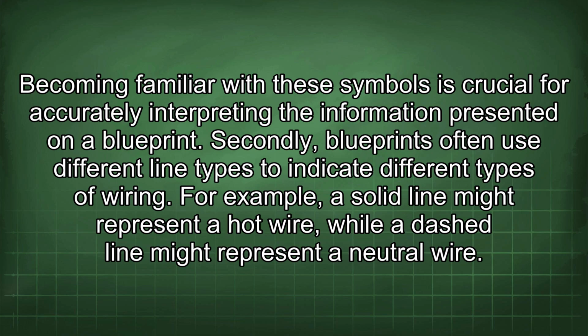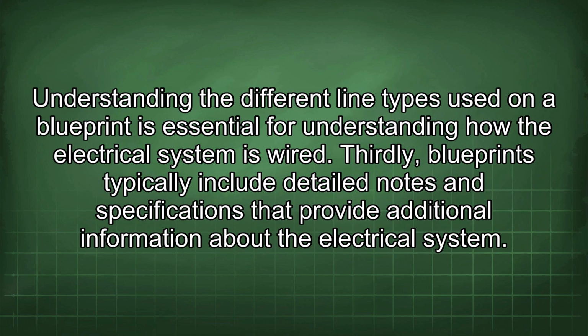Secondly, blueprints often use different line types to indicate different types of wiring. For example, a solid line might represent a hot wire, while a dashed line might represent a neutral wire. Understanding the different line types used on a blueprint is essential for understanding how the electrical system is wired.